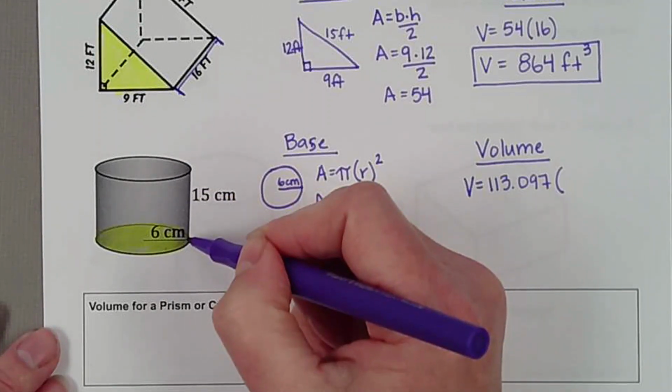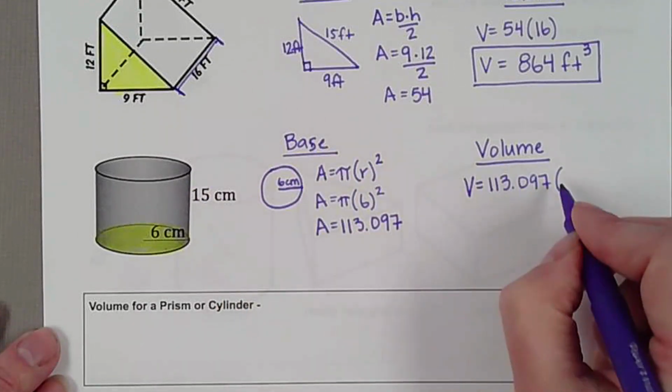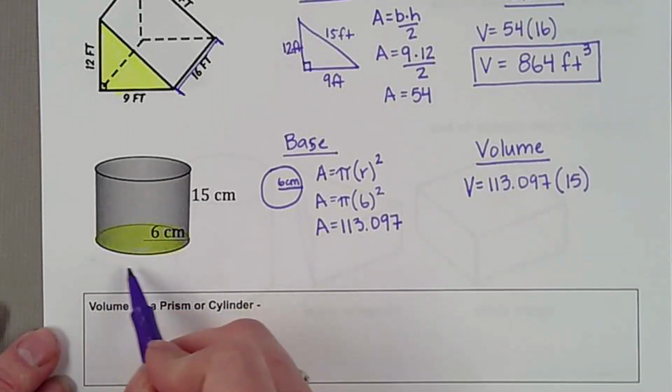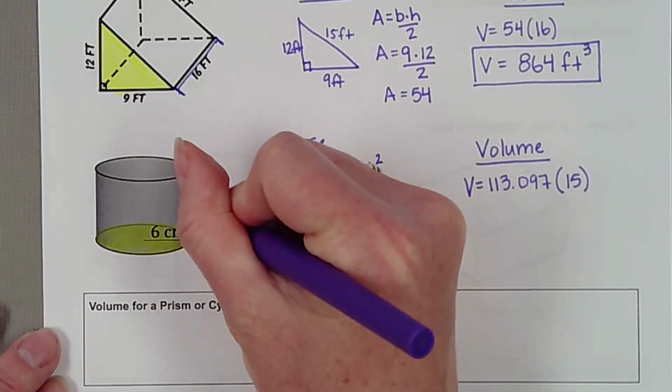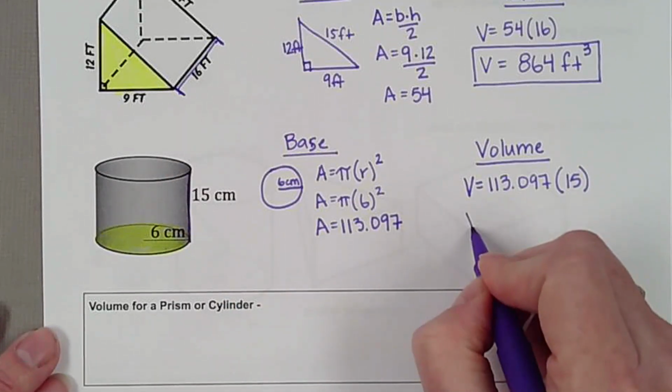This one, it's easy to see the height because it's standing on its base. So from the bottom to the top of this shape is 15. But the other definition also works, right? How far is this circle from this circle? I would have to travel 15 centimeters to get there, and so that's the height of the prism.